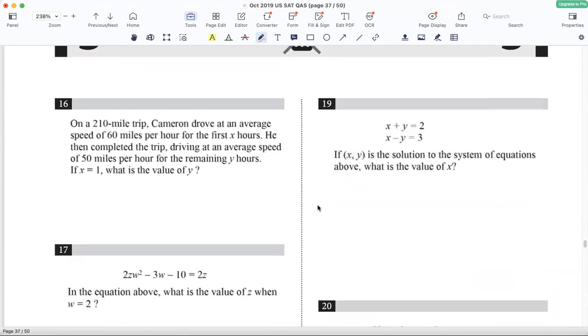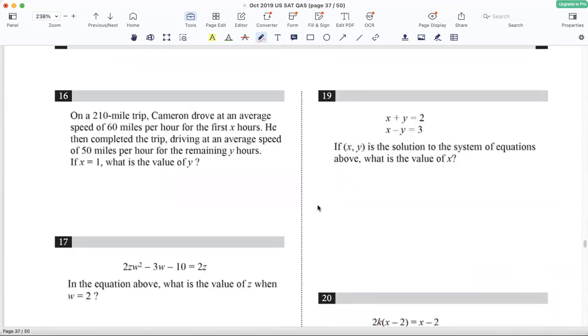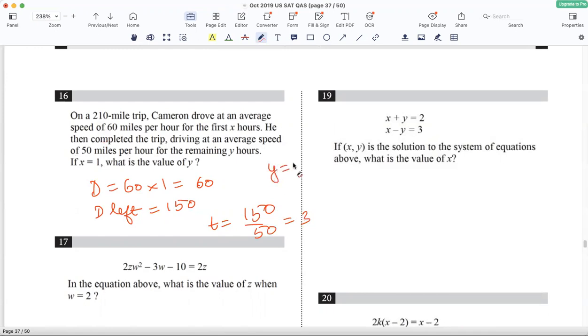Okay, let's do the gridded questions. On a 210-mile trip, Cameron drove an average speed of 60 miles per hour for the first x hours. He then completed the trip, driving at an average speed of 50 miles per hour for the remaining y hours. If x is 1, what is the value of y? Okay, so 60 miles per hour for 1 hour. So the distance covered is 60 into 1, so that's 60. So how much is left? 210 minus 60. So distance left is 150. And he went at a speed of 50 miles per hour. So time would be 150 by 50, which is 3. So the value of y here is 3.